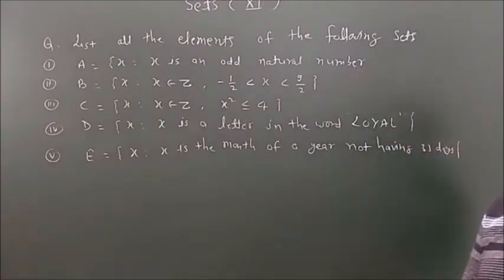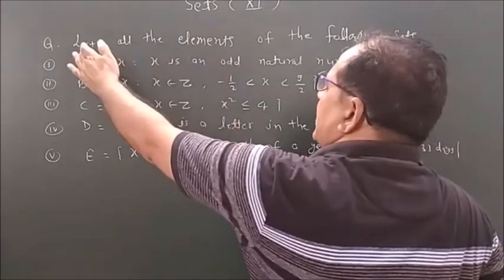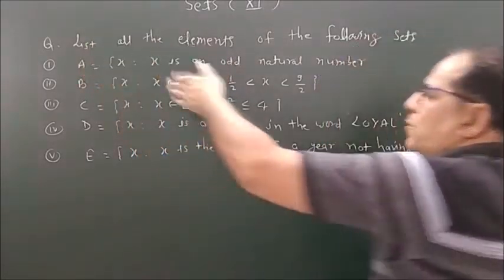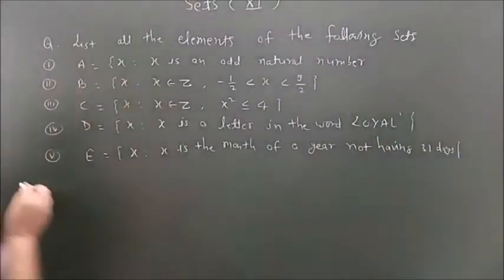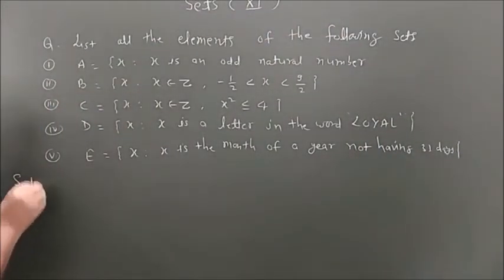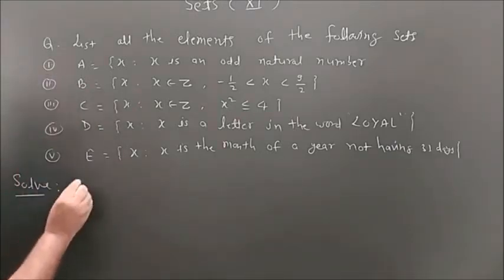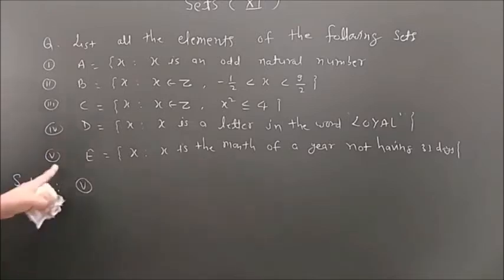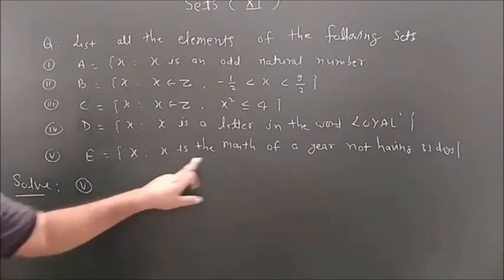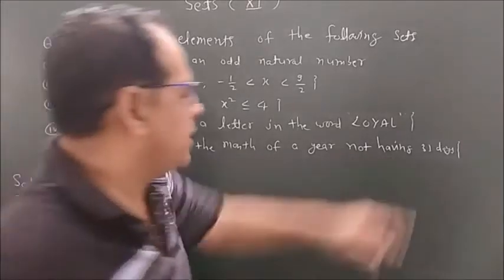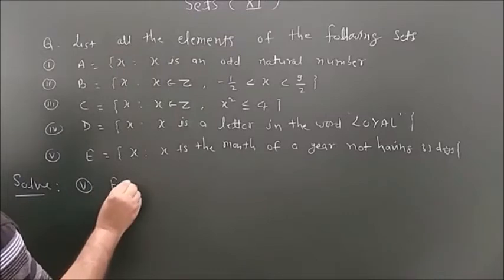All the sets are in set builder form and we have to list all the elements. That means the question wants us to convert into roster form. So how can we start this? I am starting with question number 5. T equal to x, where x is a month of a year not having 31 days. So how can we illustrate this?